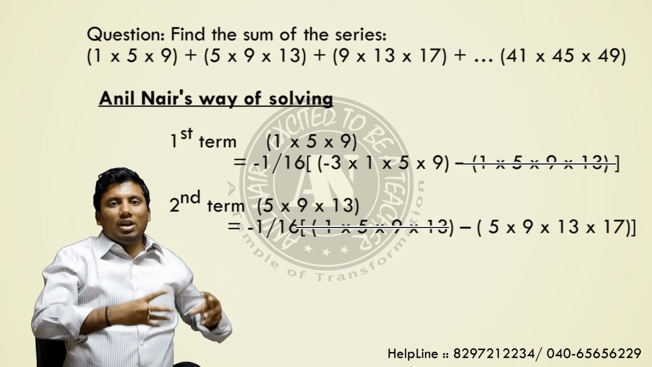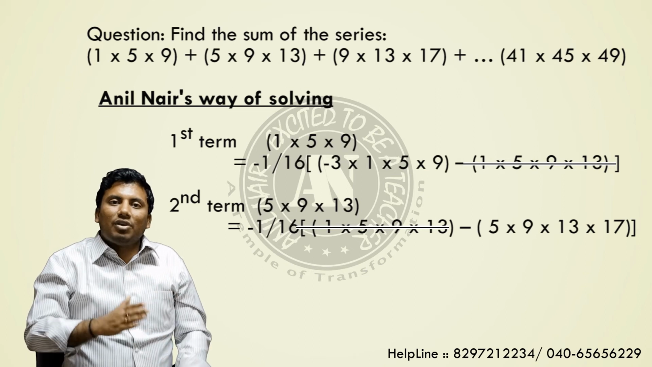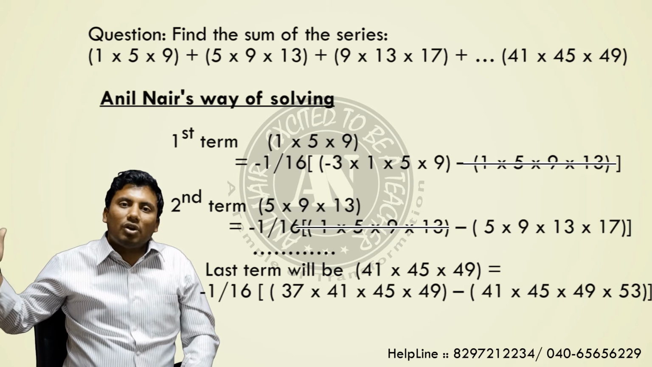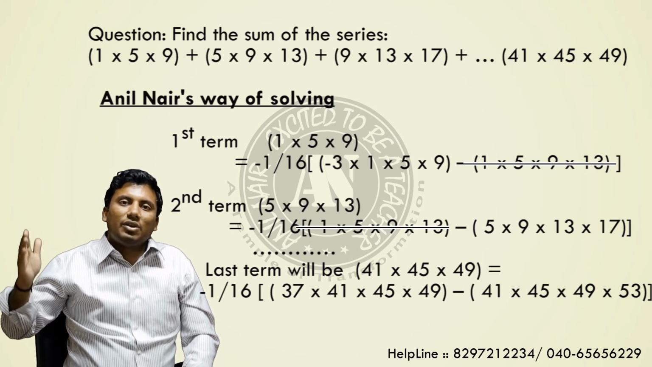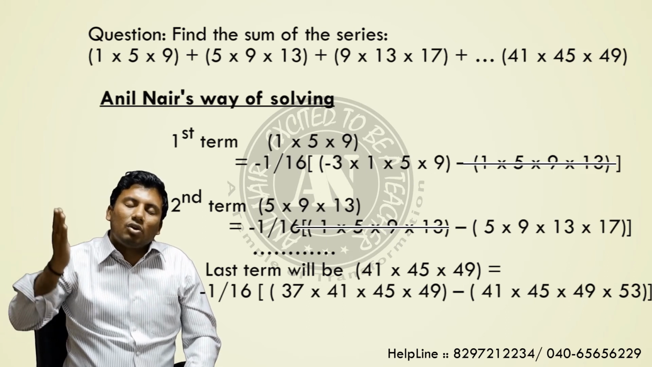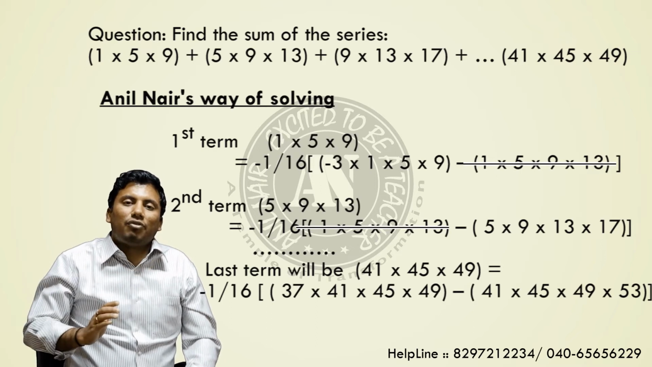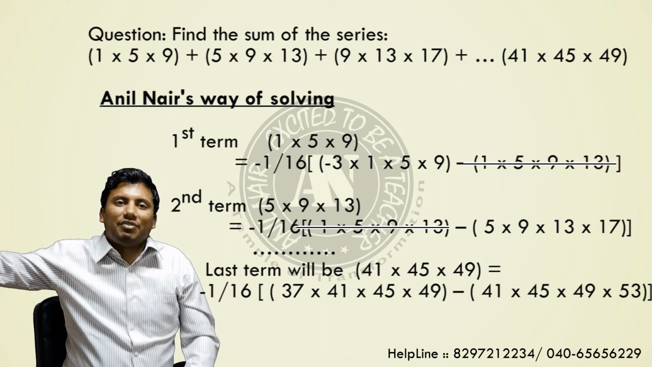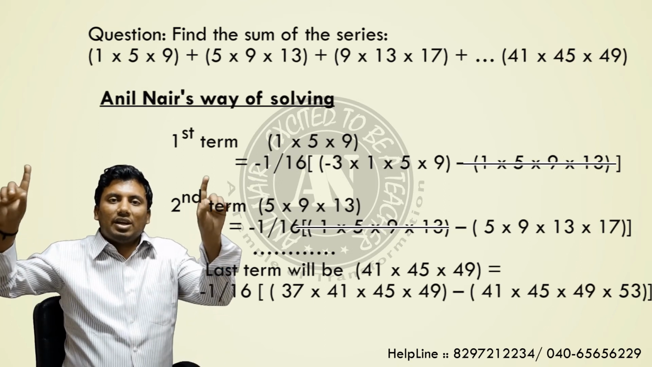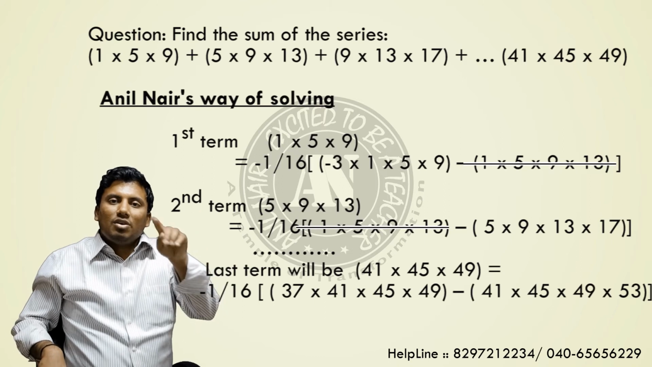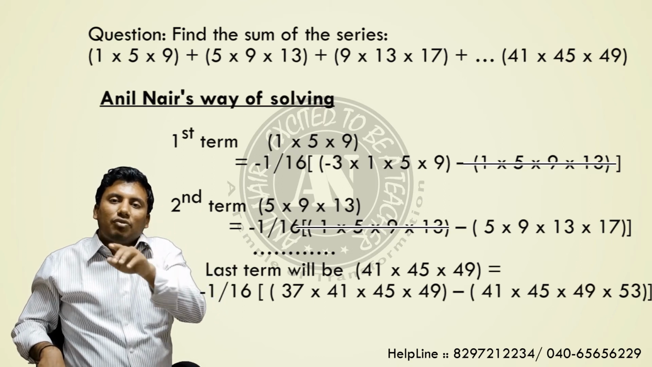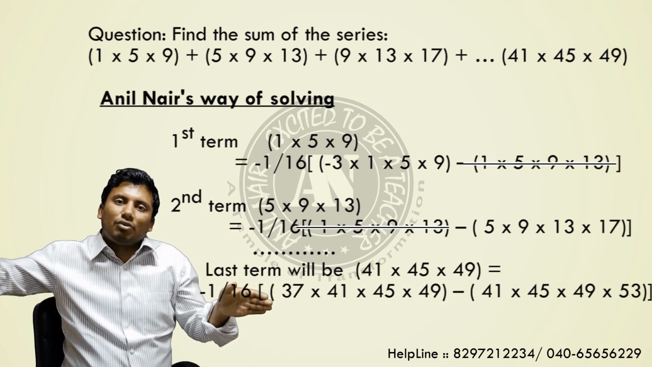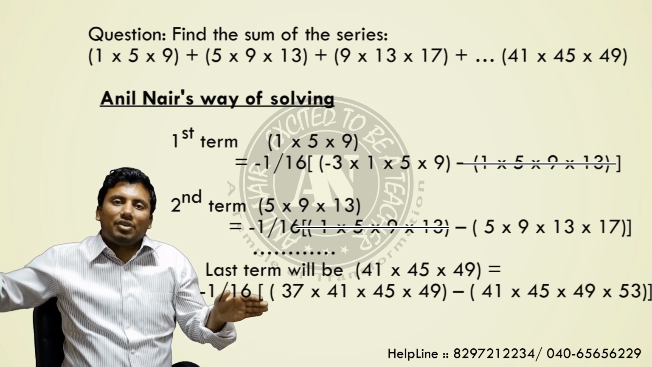The last value will be 41 into 45 into 49. Write down 41 into 45 into 49. Difference between 41 and 45 is 4. Go 4 units before 41, 37. Go 4 units after 49, 53. So the last value can be written as 1 by 16 into 41 into 45 into 49. Before 41 it will be 37, then 41 into 45 into 49, and after 49 it will be 53.